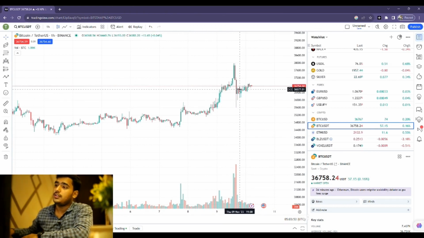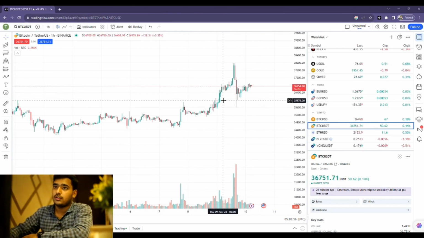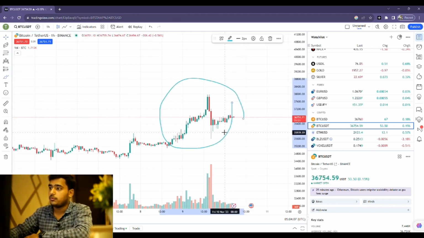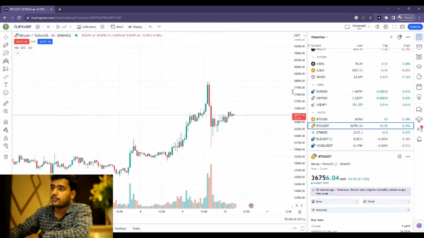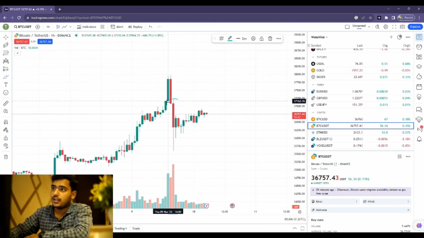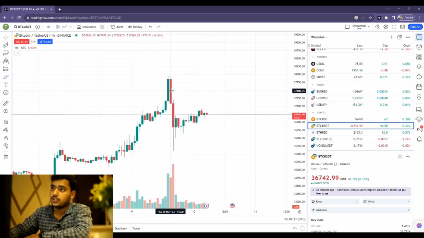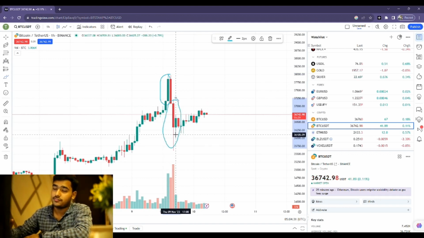Now, what are these green and red things we have here? Let me select the brush so I can draw on the chart and make it clearer what I'm talking about. The first ones are these red candles and green candles. The green candles are the positive ones, and they show that the price was in a positive move at that particular time. And once we see a red candle, it means the price was on the negative side.